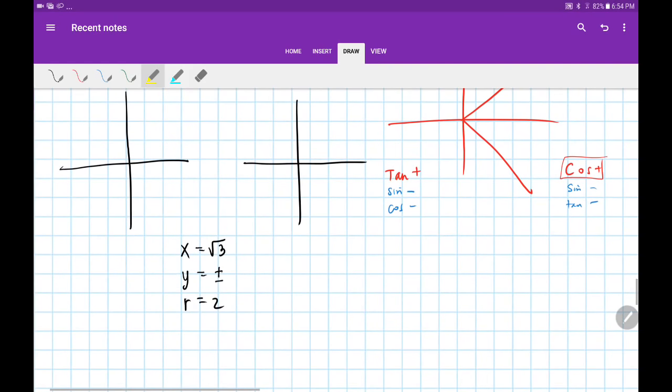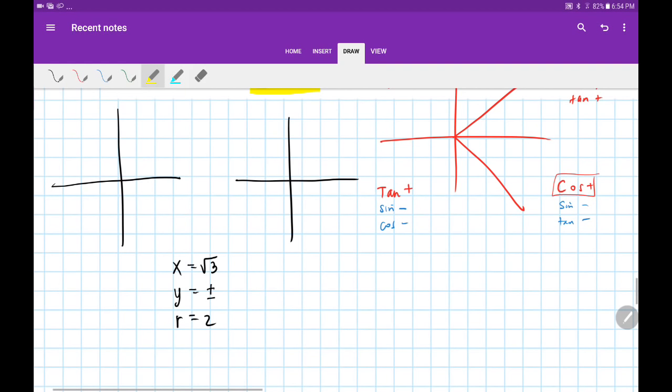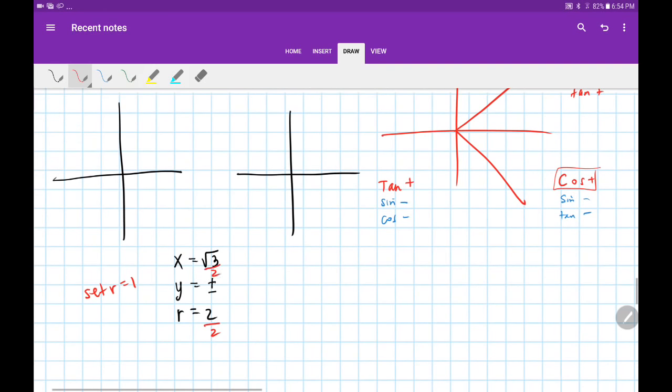Now, we'll notice that r is equal to 2. That's unusual. R should always be equal to 1. So if we set r equal to 1, we're going to need to divide everything by 2. Divide everything by 2. So now we get r equal to 1, and x is equal to radical 3 over 2. So remember back to your big 3. Radical 3 over 2, that corresponds to 60 degrees.